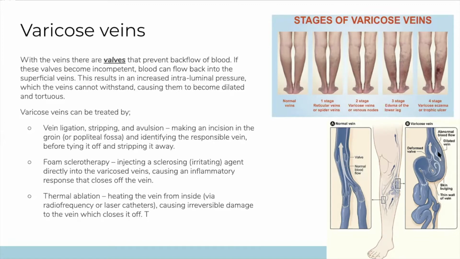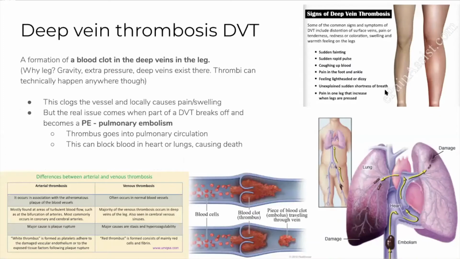The valves just stop working and it just becomes distended and dilated as it tries to compensate for the additional blood in there. So that's basically it. Varicose veins is just when the valves don't work and the veins become dilated. This causes a lot of pain in your lower leg and looks like this. There's a lot of different treatments which you can read about later, but that's the main crux of the issue.